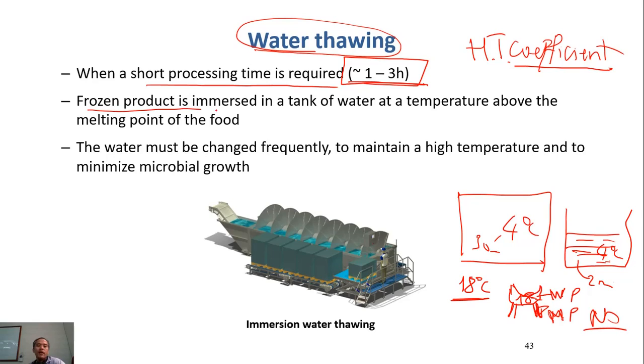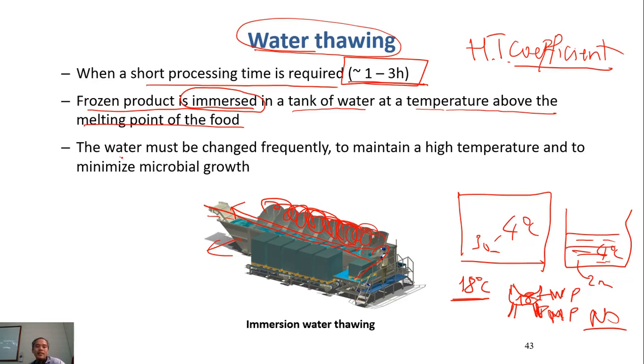The frozen product is submerged in a tank of water at a temperature above the melting point of the food. This is some instrument. For example, the frozen food is transported here into water, and there's a screw that rotate and move the frozen food from this side to the other side. And then the speed of the rotation can be adjusted also depending on the length of this instrument. Then how long will it take for the food to be underwater and get thawed the other side.